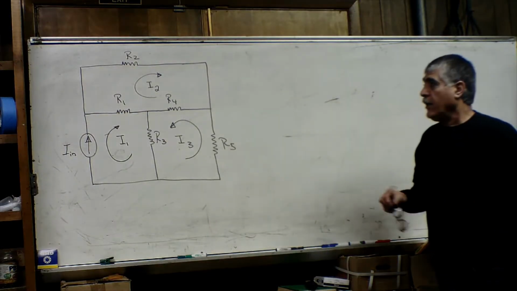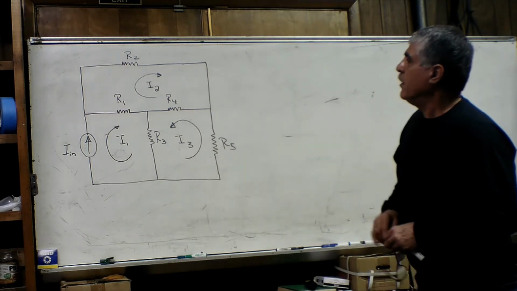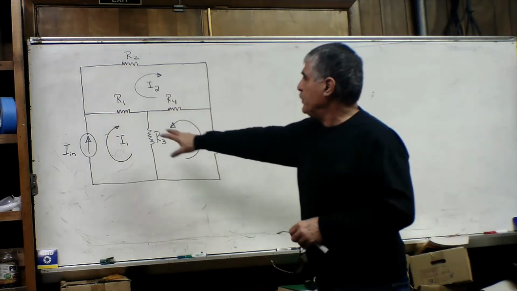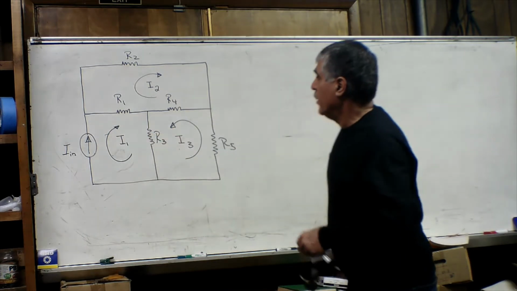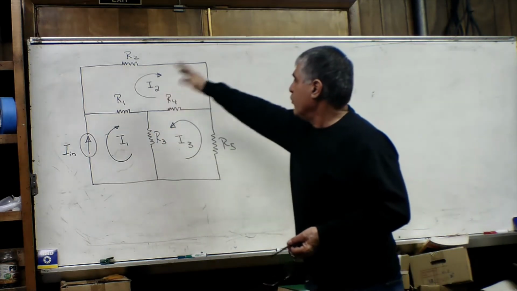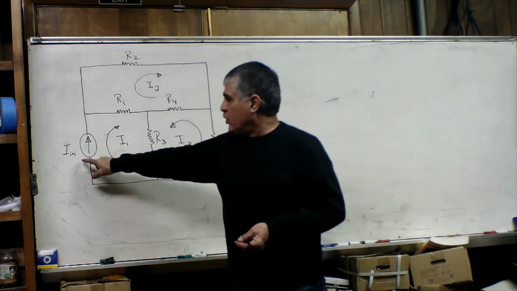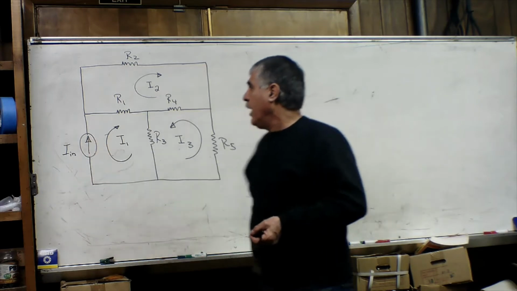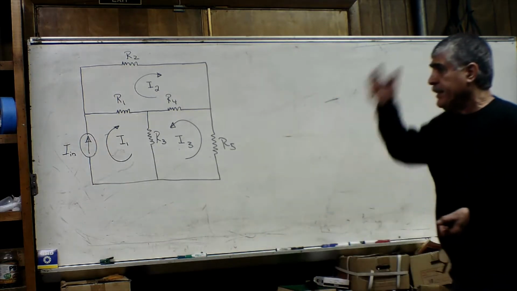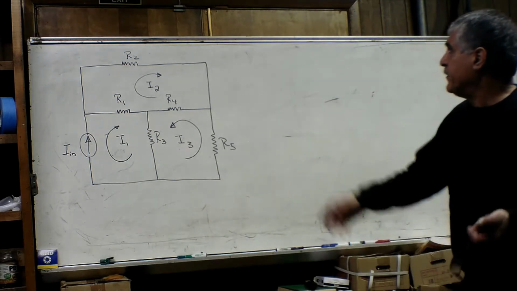Hi, I had a request that someone wanted me to find the currents in the loops in this circuit. So we have a circuit with five resistors in this shape, and we also have a supply current. This is not my expertise, but this is a simple circuit.